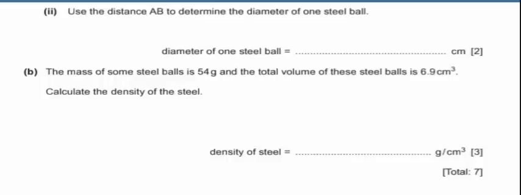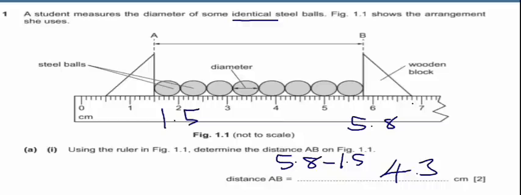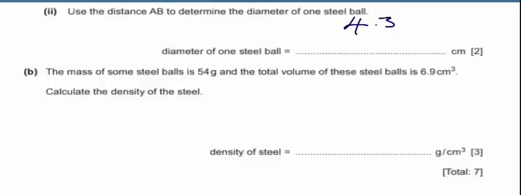Next question, which is Roman numeral 2. It is saying, use the distance AB to determine the diameter of one steel ball. So the total length of AB was 4.3. Let me just check how many steel balls we have here. They are 1, 2, 3, 4, 5, 6, 7, 8. So they are about 8. For us to know the diameter of each steel ball, we are going to divide this length here by 8.